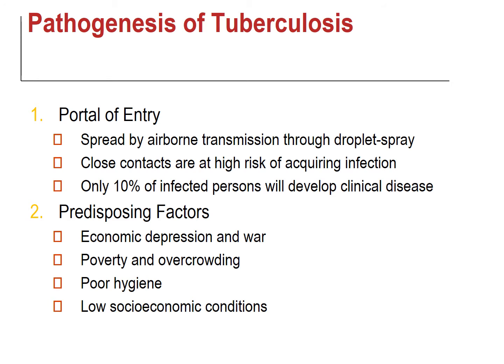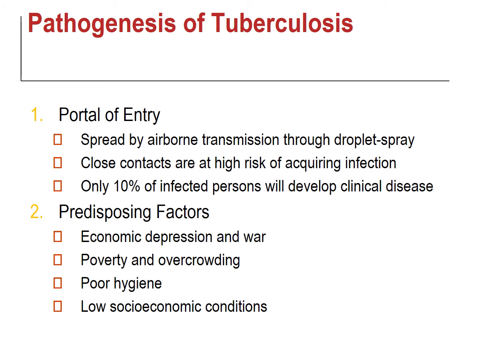Tuberculosis is primarily spread by airborne transmission through droplet spray, or what we also call droplet nuclei. This occurs when an infected, untreated person coughs, sneezes, or speaks. The tubercle bacilli present in the lungs are dispersed in the air. Close contacts are at high risk, with an infection rate of 29% of acquiring the infection. However, only 10% of infected persons will develop the clinical disease at one point in their lifetime.